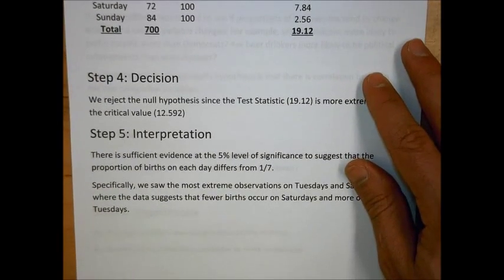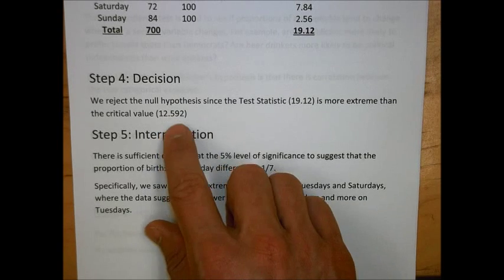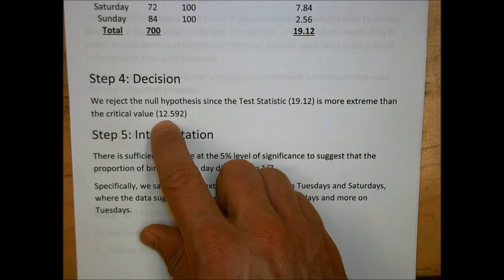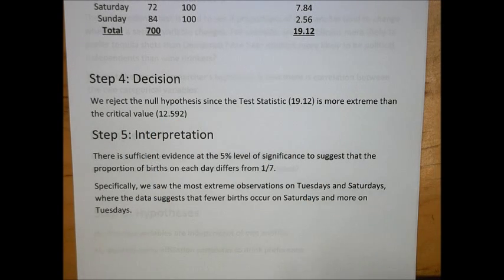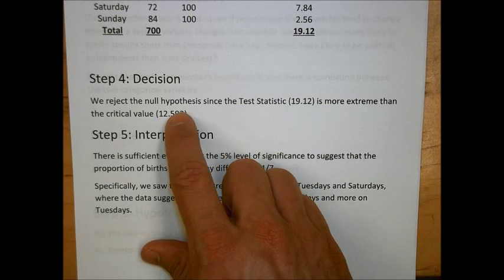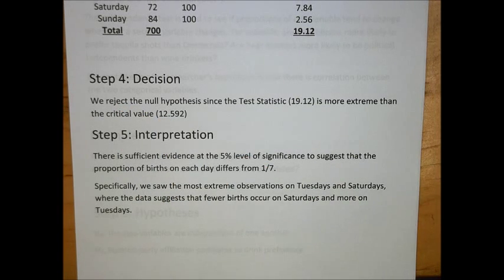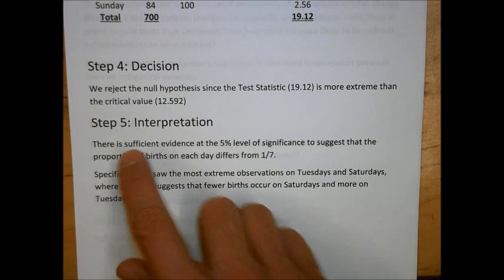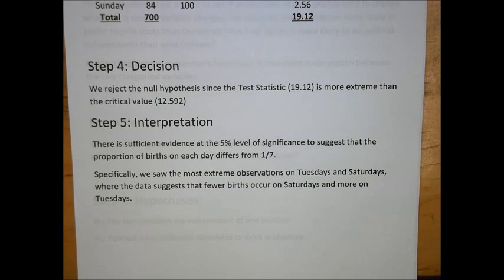Moving on to the decision and the interpretation, we see that the test statistic of 19.12 is more extreme than the critical value of 12.592. This leads us to a rejection of the null hypothesis because the test statistic is extreme, showing evidence against the null hypothesis. We would conclude that there is sufficient evidence at the 5% level of significance to suggest that the proportion of births on each day differs from 1/7.